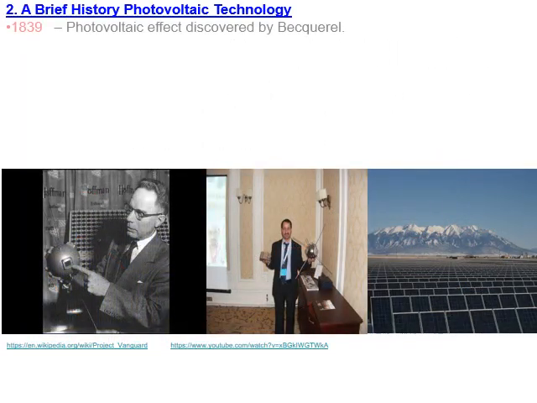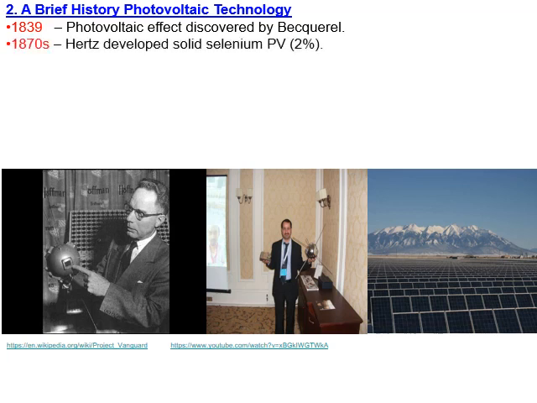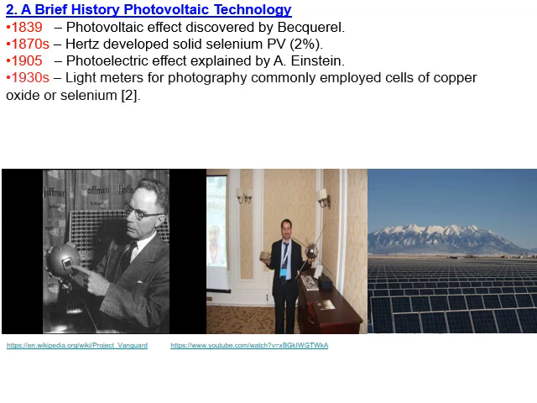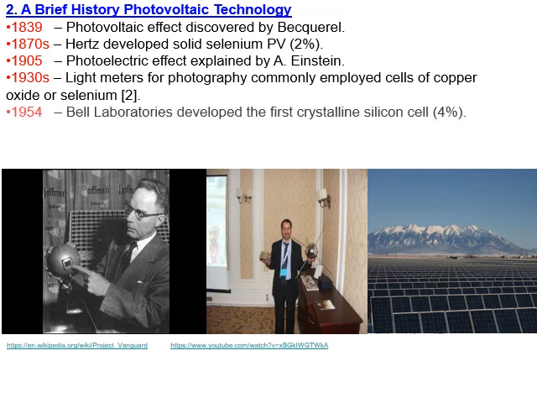Now, if I go back to the history of photovoltaic, because some people still think that it's a new technology. No, it's not a new technology. The idea itself, photovoltaic, was discovered by Becquerel in 1839. In 1870, the first solid selenium PV was developed with 2% efficiency. In 1905, the photovoltaic effect was explained by Einstein. And in 1930, light meters for photography commonly employed cells of copper or silicon selenium.